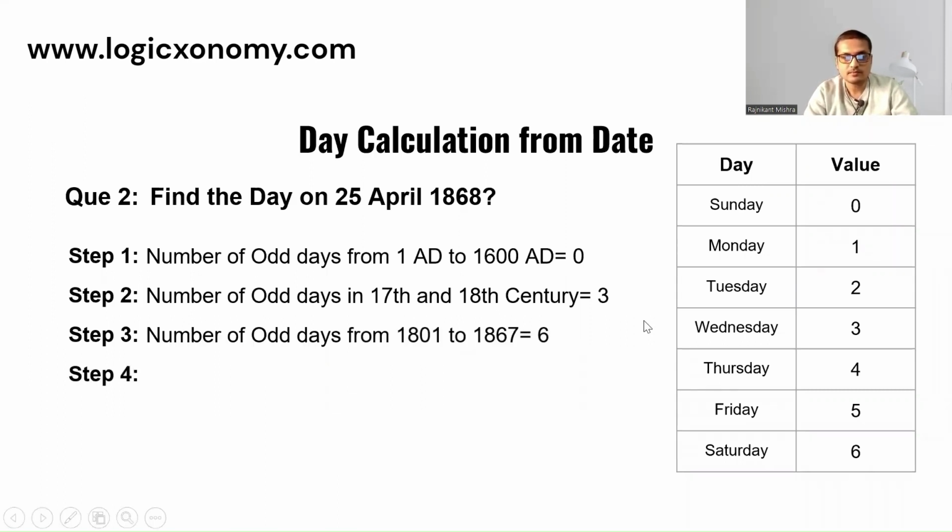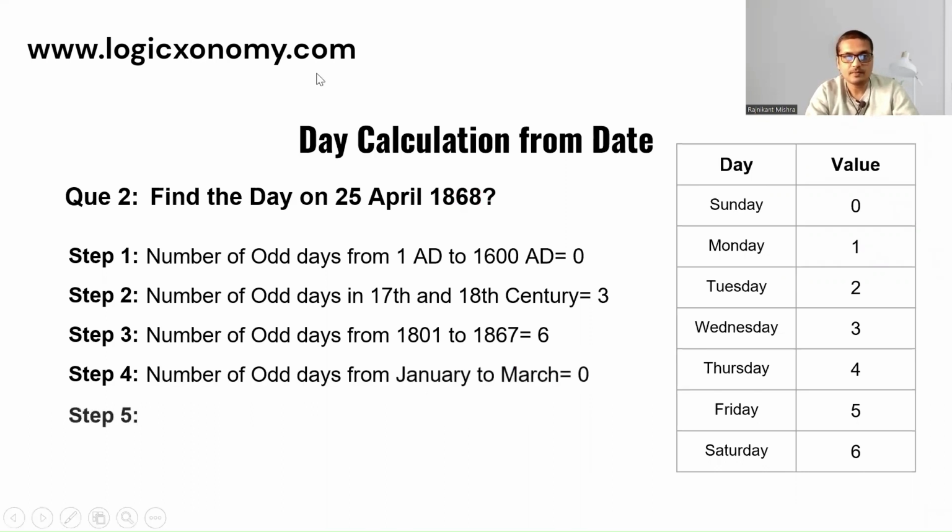Step number 4. Here we have to calculate the number of odd days in January, February and March of 1868. 1868 is a leap year because 68 is divisible by 4. So February has 1 odd day, March has 3 odd days, January has 3 odd days. 3 plus 1 plus 3 is equal to 7. 7 mod 7 is equal to 0. Means in these 3 months the total number of odd days is equal to 0.